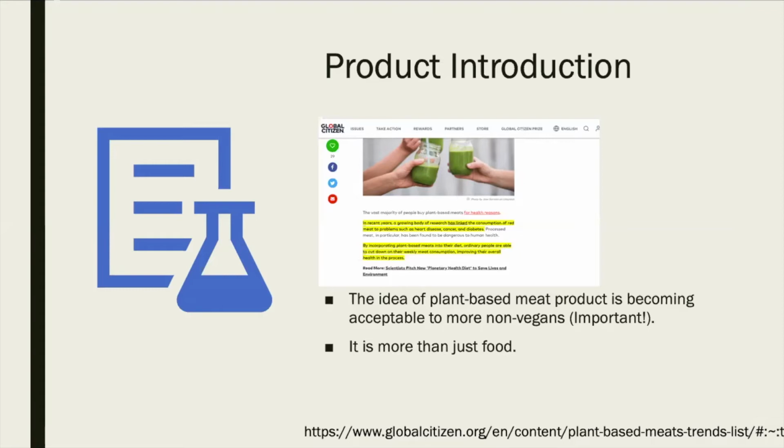It has more nutrition. And in this research, it says a growing body of research has linked the consumption of red meat to problems such as heart disease, cancer, and diabetes. And our plant-based meat product is not going to have such problems. And that is another advantage that we have.